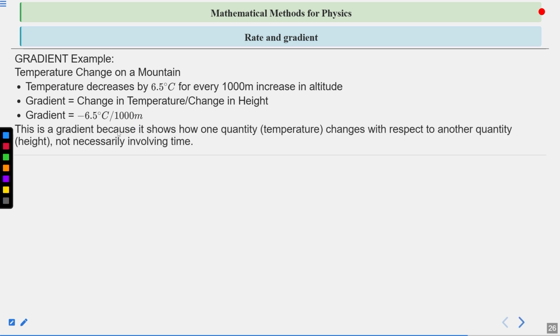This is a gradient because it shows how one quantity, here the quantity is temperature, changes with respect to another quantity, not necessarily involving time. So this is the best representation of the gradient: a quantity changes with respect to another quantity. Here the other quantity is height. I hope this is clear.